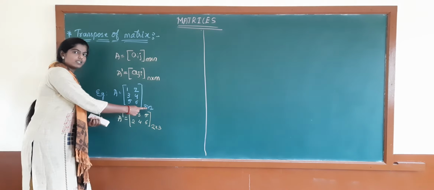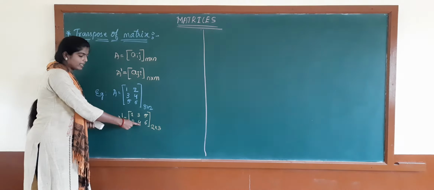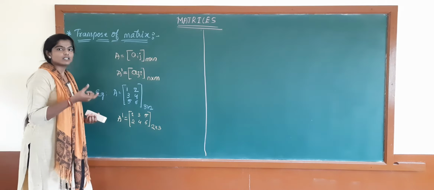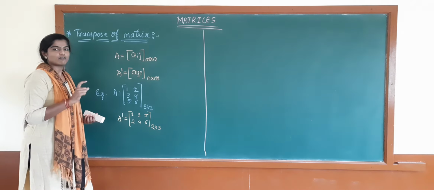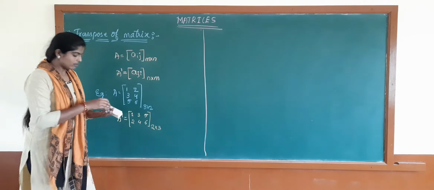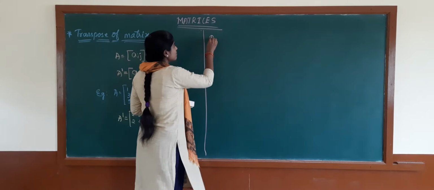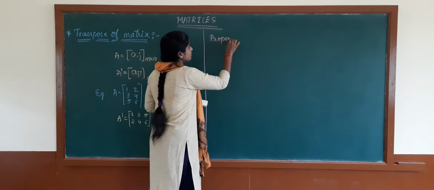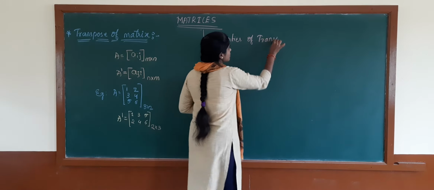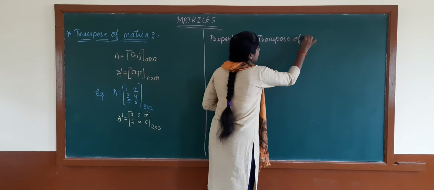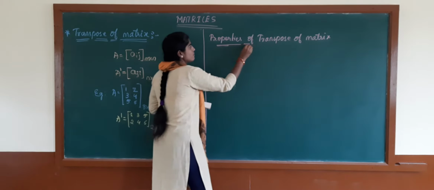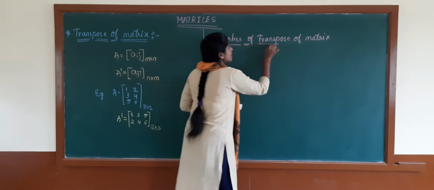This is the transpose of a matrix of order 2 cross 3. A is a matrix of order 3 cross 2, whereas the transpose of matrix A is of the order 2 cross 3. So we interchange the rows and columns, and we obtain the transpose of a matrix. This is about the transpose of a matrix. Based on this concept, we have some properties, that is, properties of transpose of a matrix.